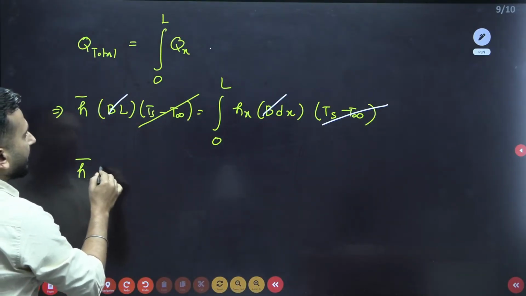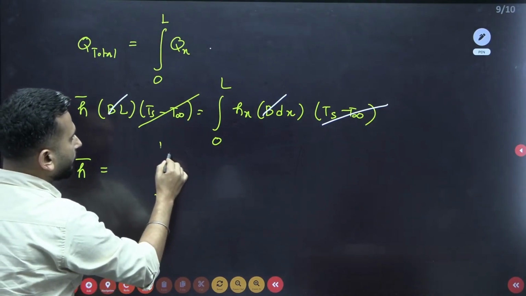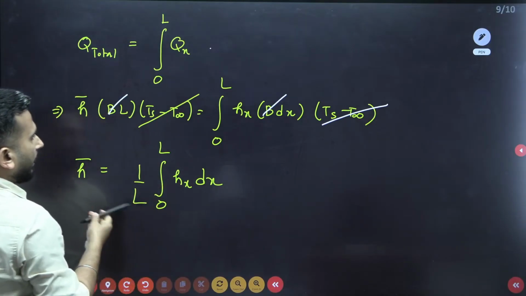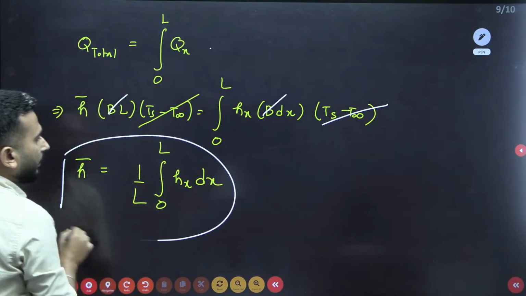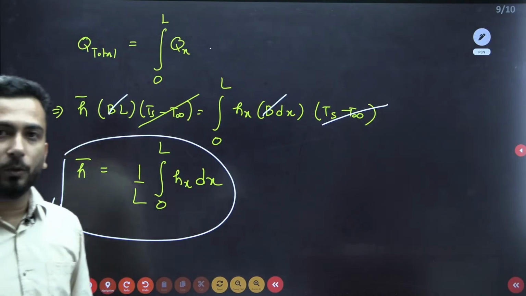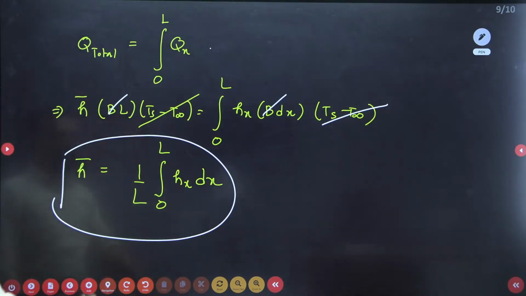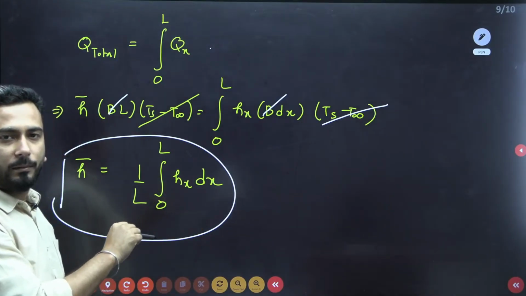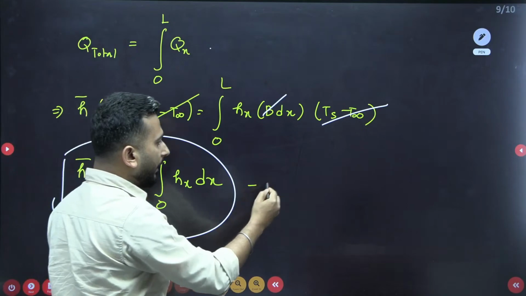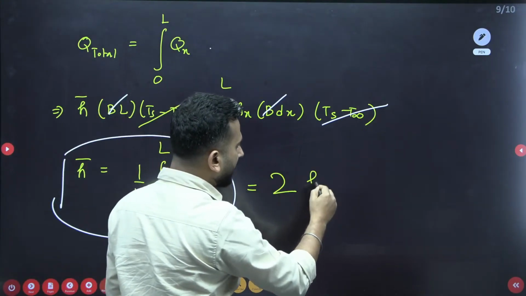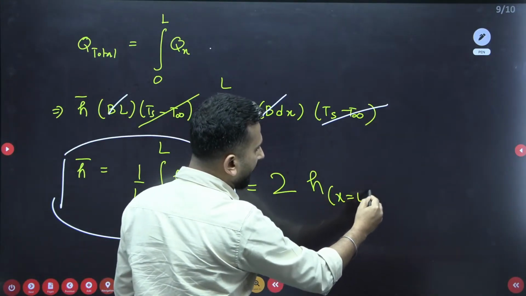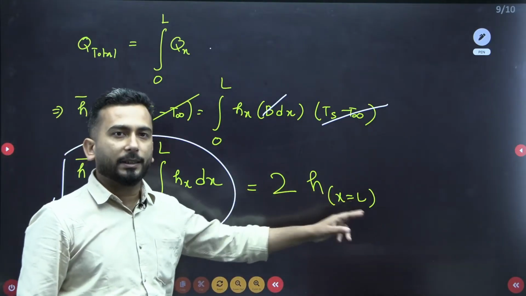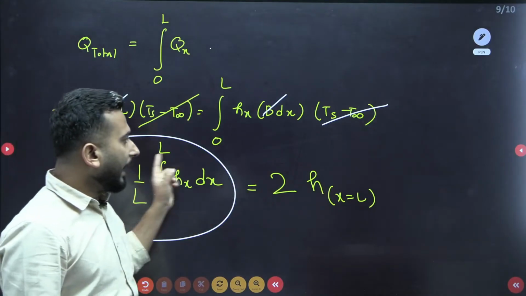So, H bar is equal to... now using this relation, I am able to find out the average heat transfer coefficient value, and when you solve this, you will get 2 times h_x value at x equal to L. 2 times h value at x equal to L. This is the expression that you will get for the average heat transfer coefficient.